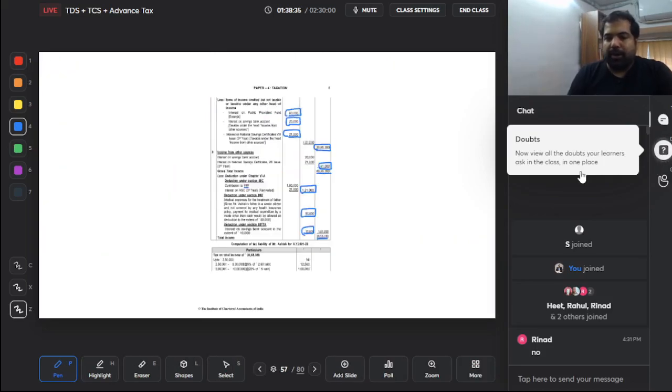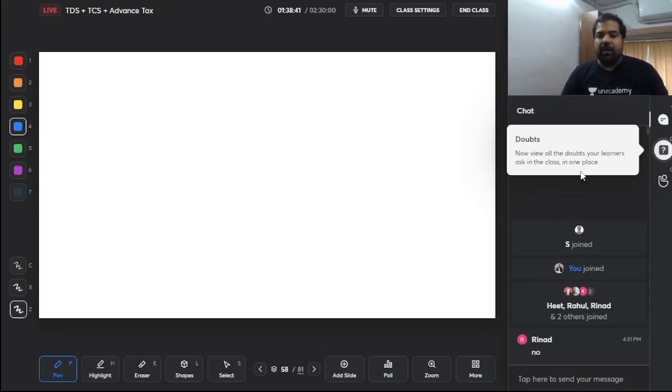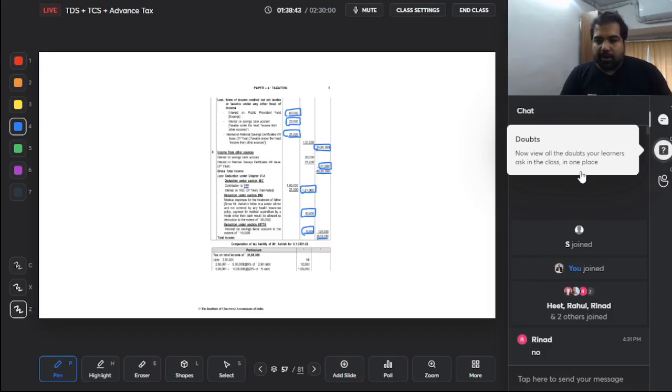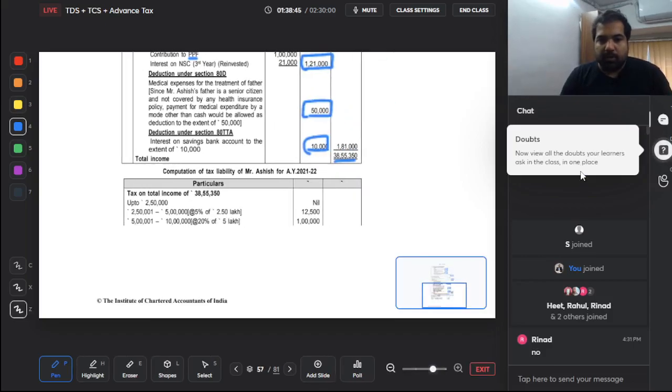It is only that 21,000. Generally guys, if a mistake like this happens in the exam, yes, your answers will go wrong in tax, but still overall you will get a lot of marks. So here we go. Nil, 12,500, 1 lakh.